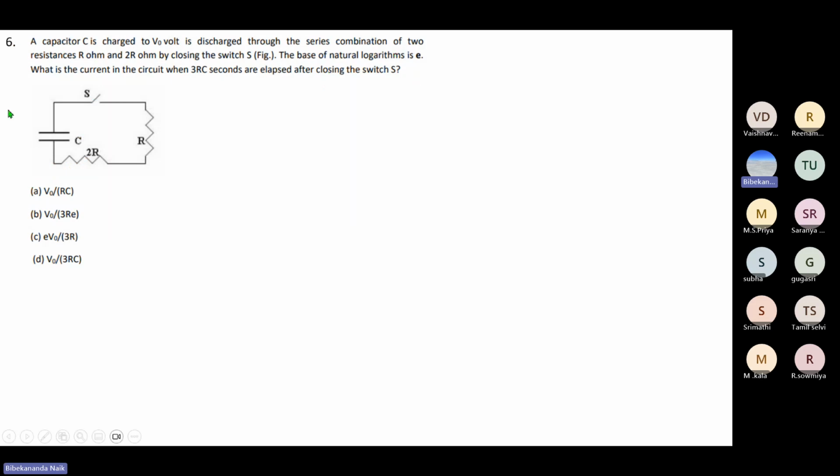Here it is asked what is the current in the circuit when 3RC seconds are elapsed. So the relation for the discharging case is Q equals Q0 e to the power minus t by RC. This is the general expression for the charge in the capacitor while it is discharging. You can clearly see the charge will decay exponentially, because it is proportional to the exponential of a negative factor.